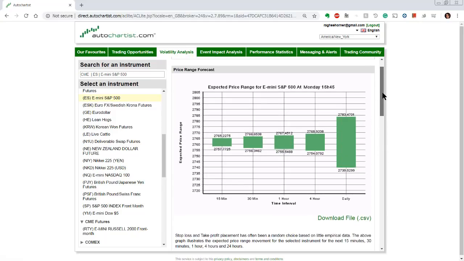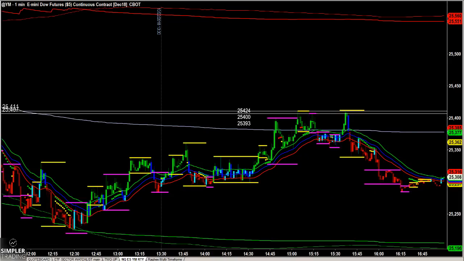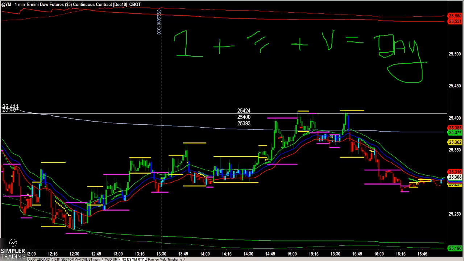use the more sensitive of the readings, which is the expected price movement range. And right now we're using a clever little formula. Right now, we're using the 1-minute chart, the expected price movement range, plus the VWAP. And that is how we are day trading. That is what we're doing right now.